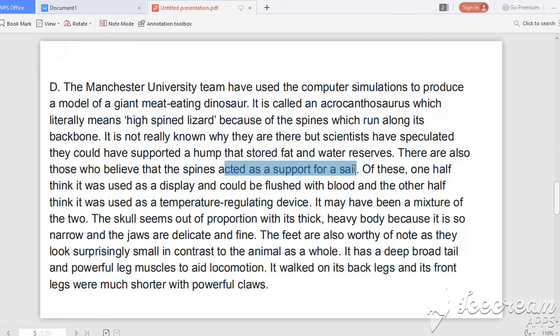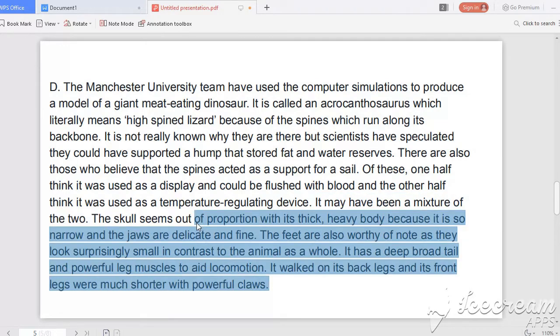So here there are two opposite views. Some scientists say the hump stored fat and water reserves, and others say it acted as a support for a sail. Of these, one half think it was used as a display and could be flushed with blood, and the other half think it was used as a temperature regulating device. So it may have been a mixture of the two. Okay, the skull seems thick after this portion. So we think our answer should be here.